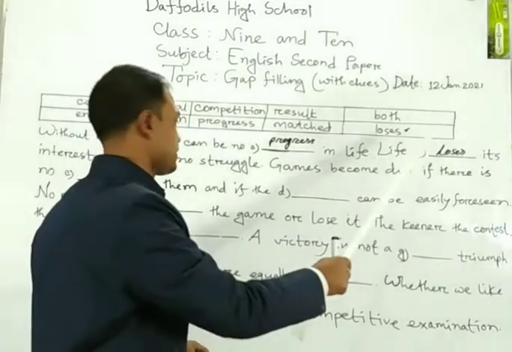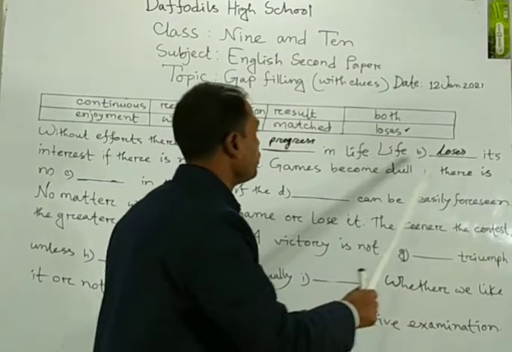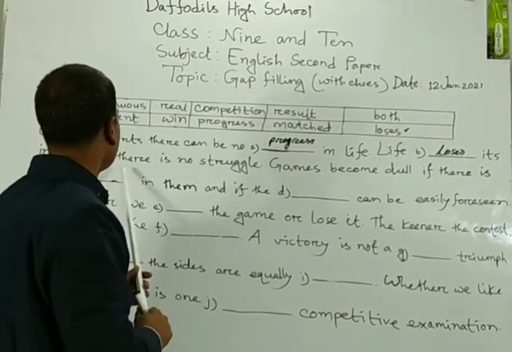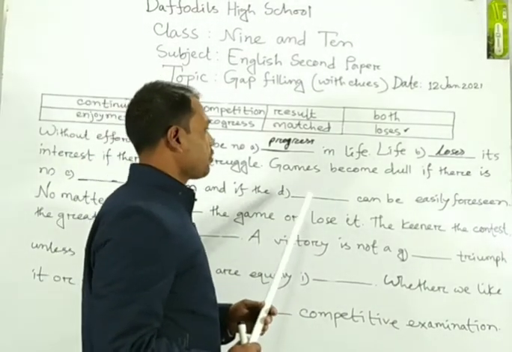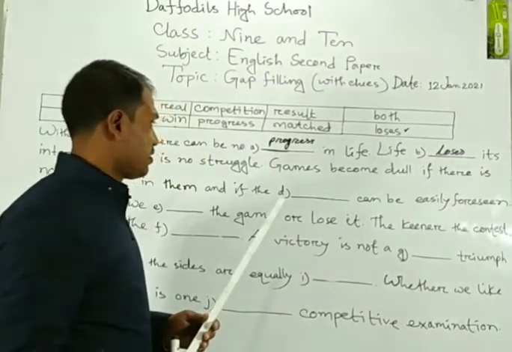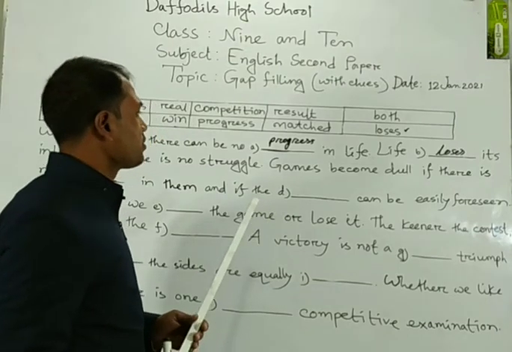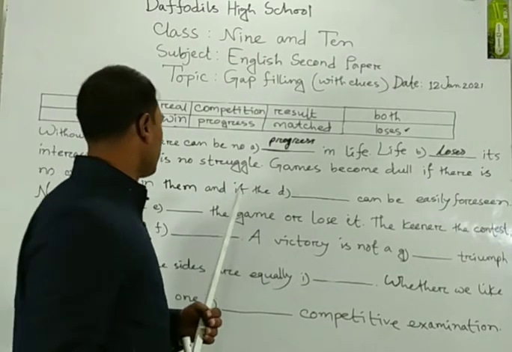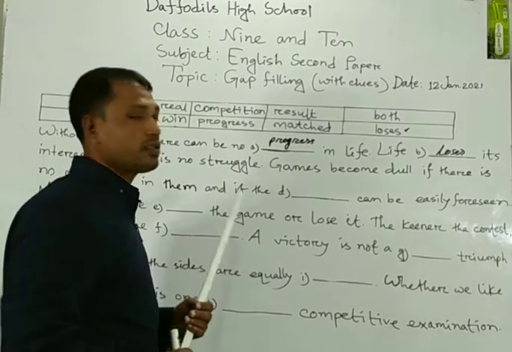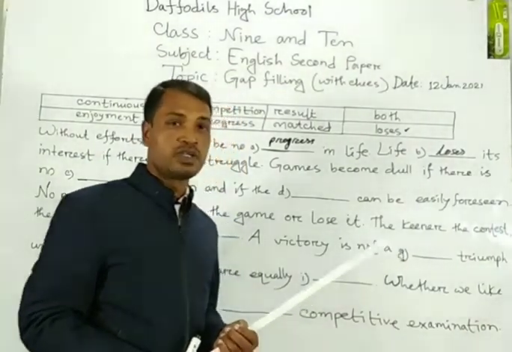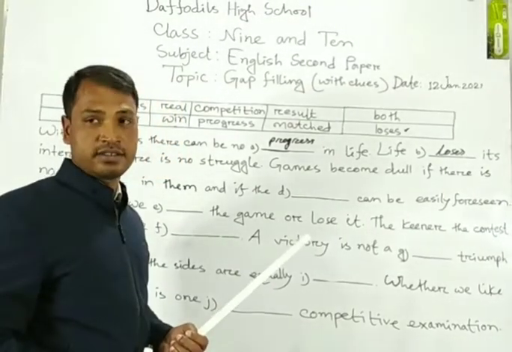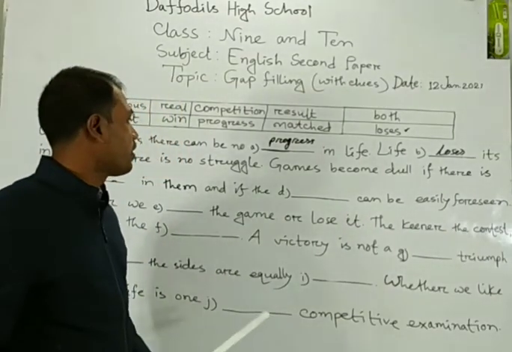Now try to read the sentence again. Life loses its interest if there is no struggle. The Bangla meaning of this sentence is জীবন আনন্দ হারিয়ে ফেলে যদি না সেখানে সংগ্রাম থাকে. জীবনে যদি সংগ্রাম না থাকে তাহলে জীবনে আনন্দ থাকে না. এই সেন্টেন্সটা এটাই বলতে যাচ্ছে.